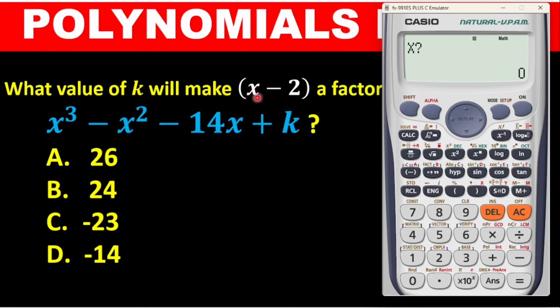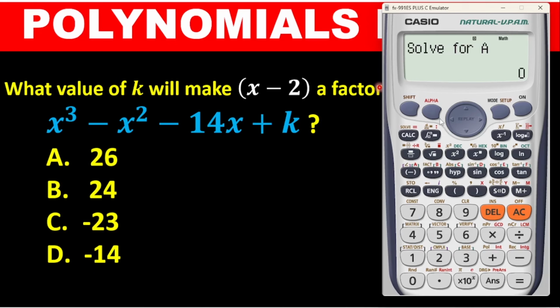That value will come from the factor. So you equate the factor to 0, so x minus 2 is equal to 0. When you solve this, you will get the value of x to be 2. And so we are now going to put 2 into this. So simply press the 2 and then you press is equal to.